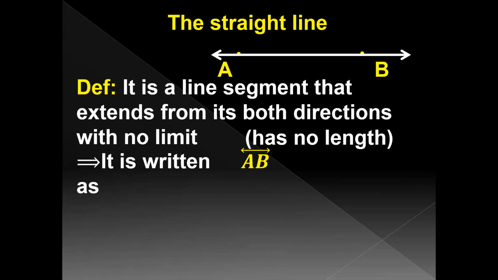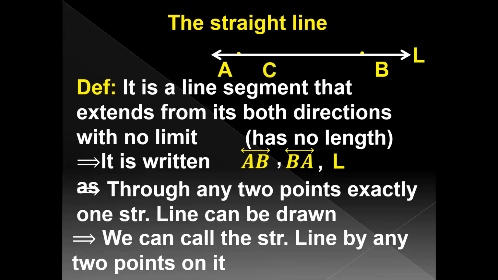The straight line is written as AB straight line or BA straight line. We can call the straight line by any 2 points on it, AB or BA. For example, we can say that the straight line is AC straight line, or AB straight line, or DB straight line, or CD straight line, with any 2 points on this straight line.